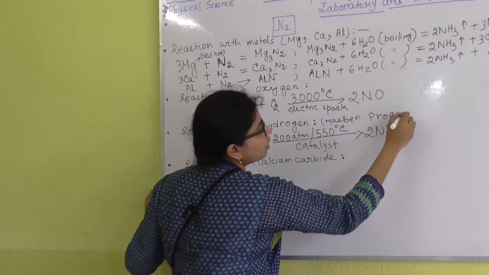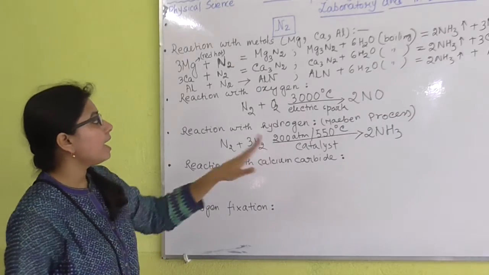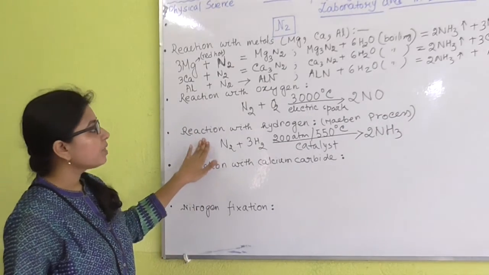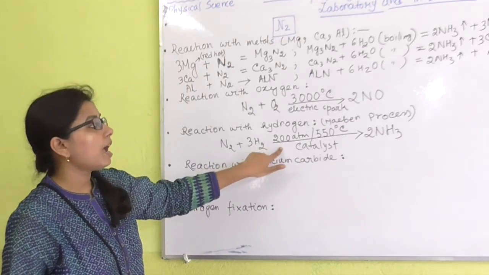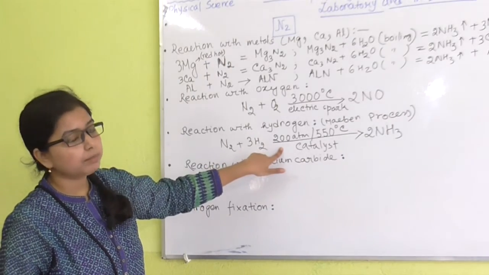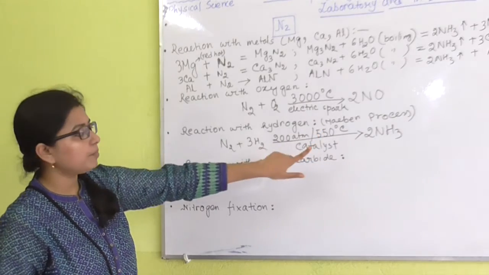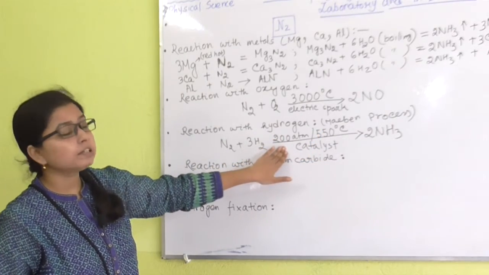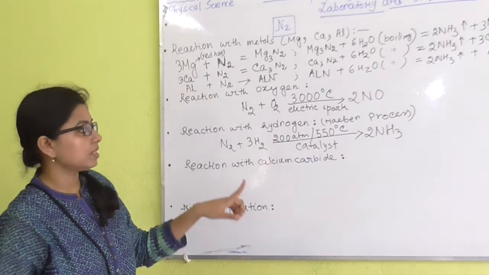Okay. This is one of the industrial manufacturing processes of ammonia gas, where we take nitrogen and hydrogen in 1:3 ratio, and we have to apply 200 atmospheric pressure, approximately 550 degrees Celsius temperature, and in presence of certain catalyst we will get ammonia gas. This process is known as Haber process.